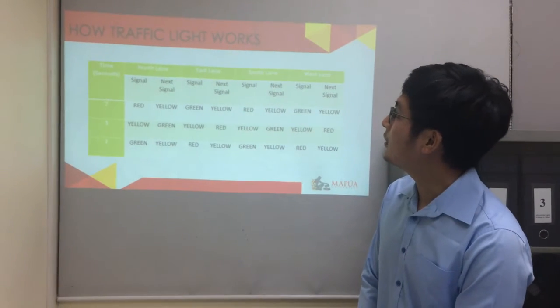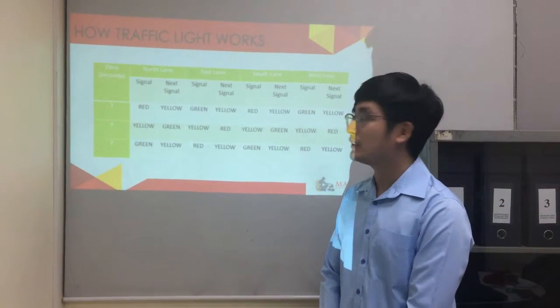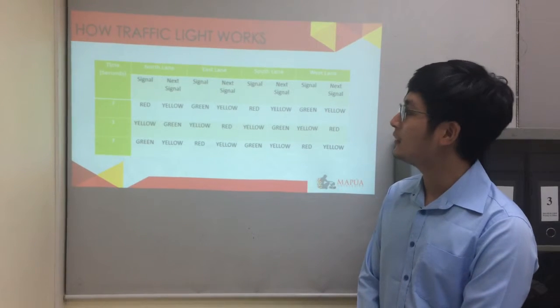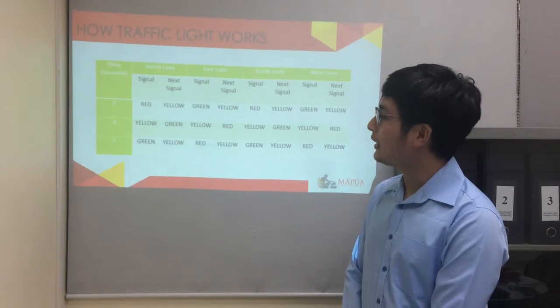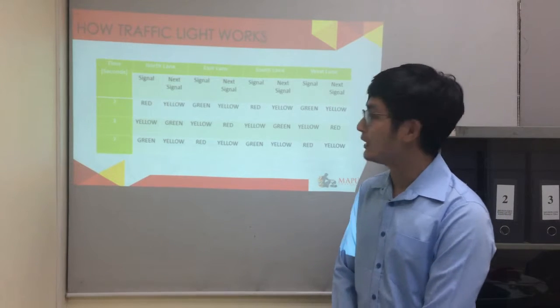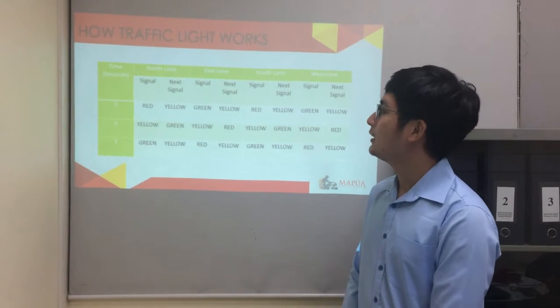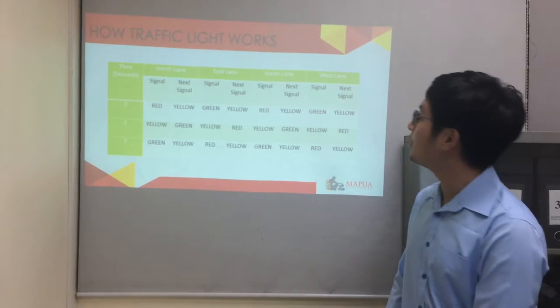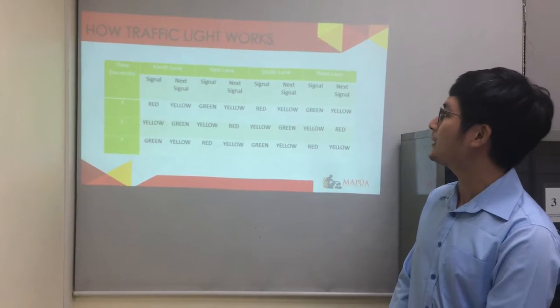Here is how the traffic light works. The green light has 7 seconds. The yellow light has 3 seconds, and the red light also has 7 seconds. There are 4 lanes available: the north, east, south, and west lanes.